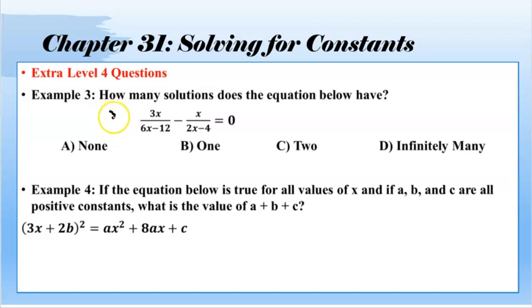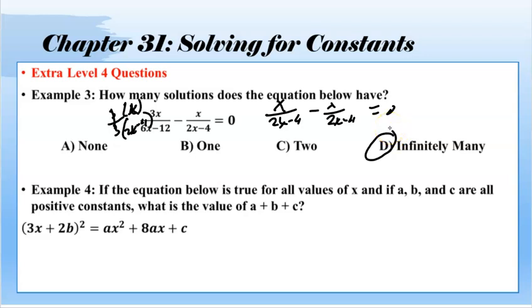I can divide a 3 out in the top and a 3 out in the bottom. And that's going to leave us with x inside the parentheses. If I factor out a 3, I'm left with 2x minus 4. So right now, the 3's divide out, I'm left with x over 2x minus 4 minus x over 2x minus 4, and this has to equal 0. Well, anything minus itself is 0, so 0 does equal 0. Therefore, it would be D, infinitely many solutions, because both sides would be equal.